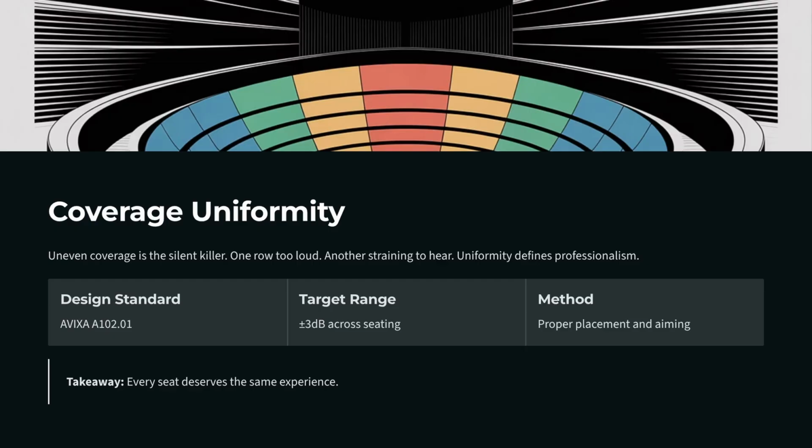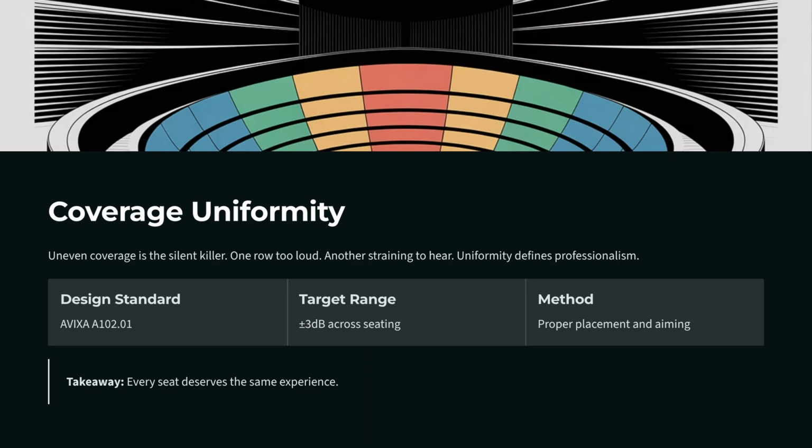And always keep coverage uniformity on top of mind. Uneven coverage is a silent killer. One row too loud or another straining to hear, that's not a good design. Uniformity defines professionalism. Design to the AVIXA A102.01 target. That is plus or minus 3 dB across seating. Achieve with proper loudspeaker placement and aiming. Every seat deserves the same experience.